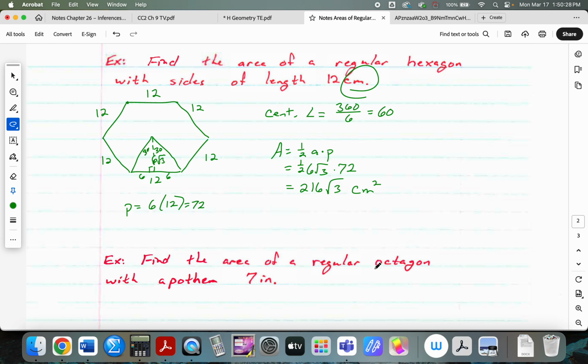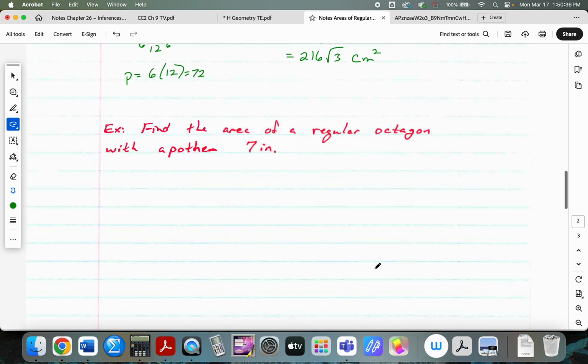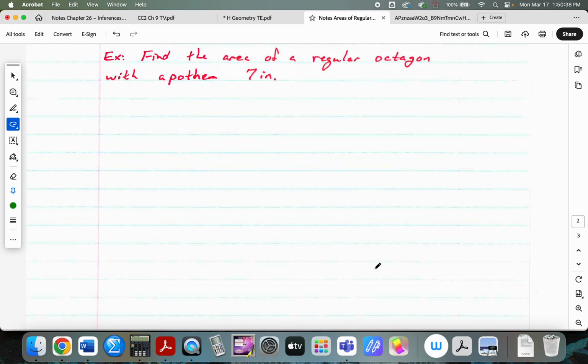So sometimes they're going to give you the length of a side. Sometimes they're going to give you the length of the apothem instead, like in our next one. And this is, like I said a moment ago, when it gets to be 8 sides and bigger, I usually don't draw the whole thing, just because mine look really horrible when I get to more than 6 sides.